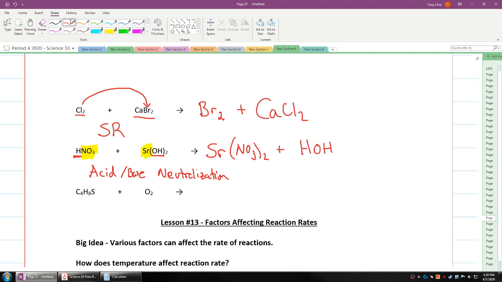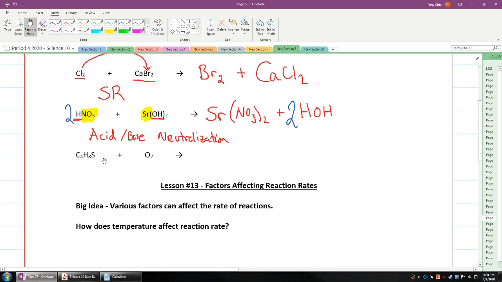And now you're going to have to balance this. So you have, as you see, in this case, 1 strontium on the reactant side, 1 strontium on the product side. You have 2 hydroxide, you only have 1 hydroxide on your product side. So you're going to need to put a 2. Your last step, balance your hydrogens. You have 1 hydrogen here, you have 1 hydrogen here, so you need to put another 2 in front of this. And what's attached to the hydrogen? The nitrate. You have 2 nitrates on your reactant side, you have 2 nitrates on your product side, and now you are balanced. Your last type of reaction is going to be a combustion.